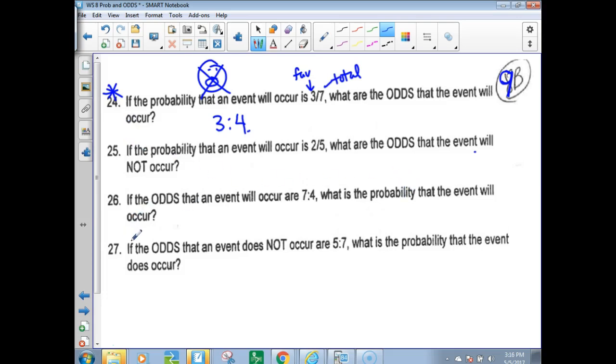All right, I did an example of that. Let's go to, well, 20, what the heck, let's do 25. If the probability that an event will occur is 2 to 5, 2 is it will happen, 5 is the total. That means 3, because what are the odds that the event will not occur? So if 2 out of 5 times it does occur, how many times will it not?